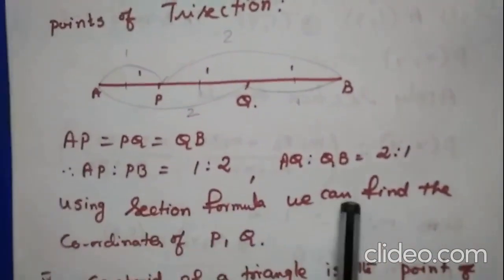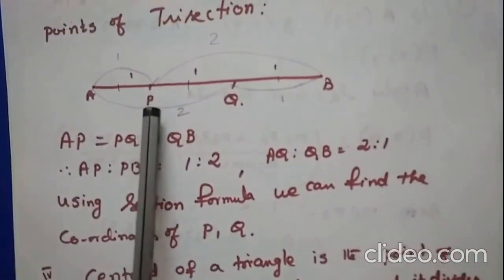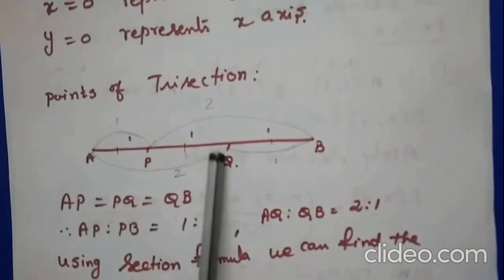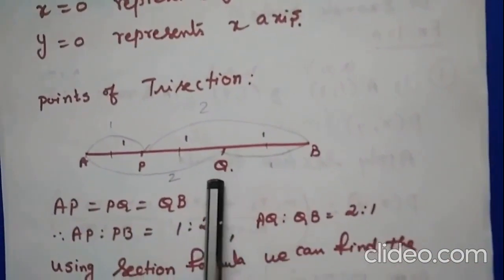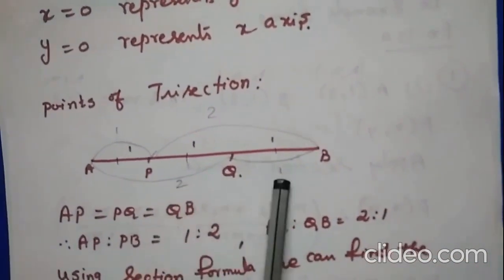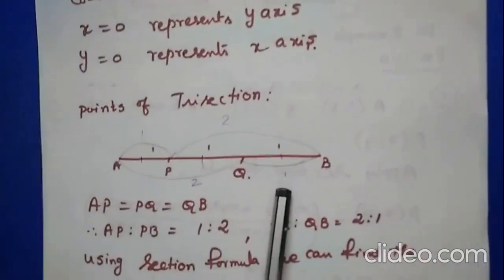By using the section formula, we can easily find the coordinate point of P. Come to Q: here 1 is the part on one side and 2 parts on the other, so 2 to 1. If you want to find the coordinate of Q, you have to use the ratio 2 to 1, with 2 in the place of M1 and 1 in the place of M2.